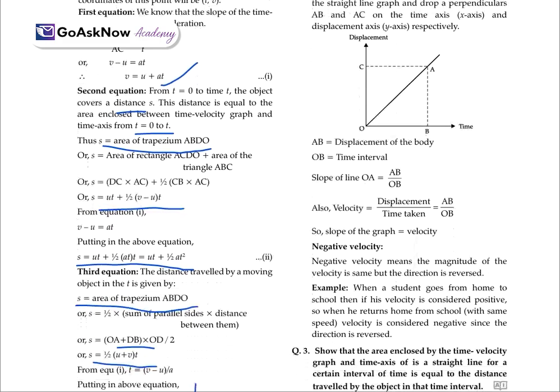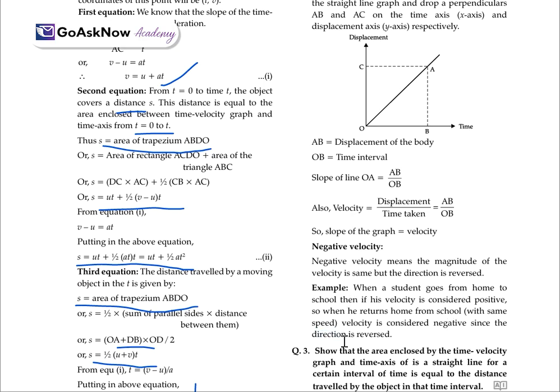So, here we can conclude that negative velocity means the magnitude of the velocity is the same, but the direction is reversed. Very easy. The magnitude is the same, it's fine, but when the direction of the velocity is different, then it will be negative. Also, one simple example: when a student goes from home to school, his velocity is considered positive. When he returns home from school with the same speed, the velocity is considered negative since the direction is reversed.